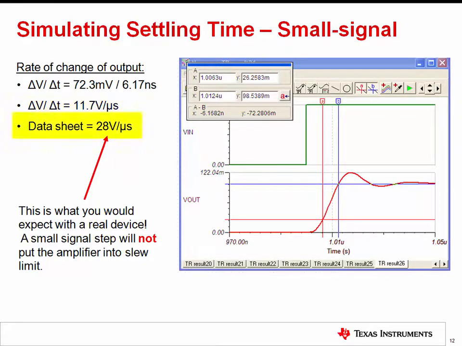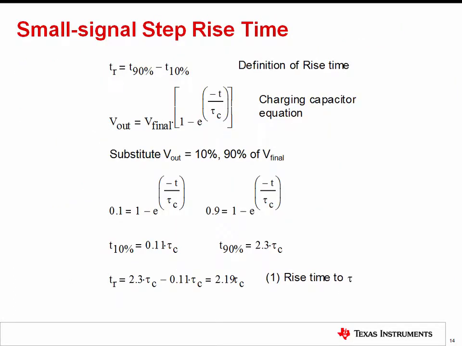Compare this to the datasheet slew rate value of 28 volts per microsecond, and you can see that these are quite different. Since the small signal input step doesn't actually put the op-amp in a slew rate limit condition, the rise time does not match up with the slew rate spec. Where does the difference in these rise times come from?